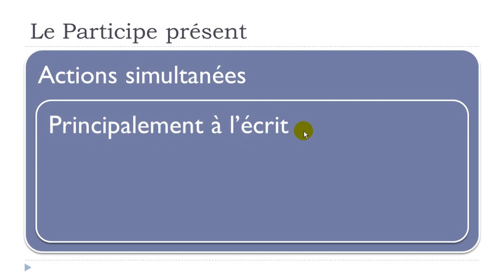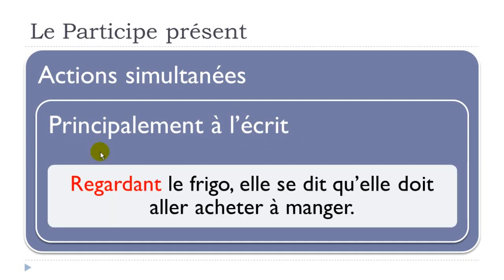Okay, normally if you want to use it orally, you will use this gérondif form, the form that we saw previously. But then it's possible to use it like that. So think about that, and it's mostly if you want to write it. So, regardant le frigo. Regarder is to watch or to look, frigo, the fridge.